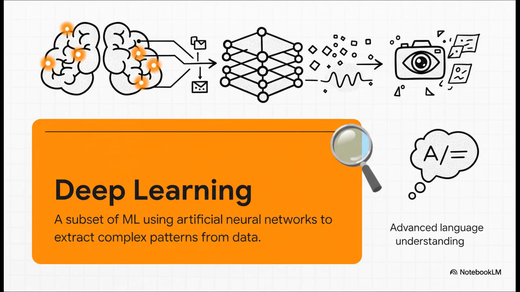Okay, let's go one level deeper. Now we get to deep learning. This is a really specialized type of machine learning. It uses something called artificial neural networks, which are, you guessed it, basically inspired by our own brains. And these networks are amazing at finding super complex patterns in data. This is the real engine behind things like modern image recognition and the advanced way your phone's digital assistant can actually understand what you're saying.